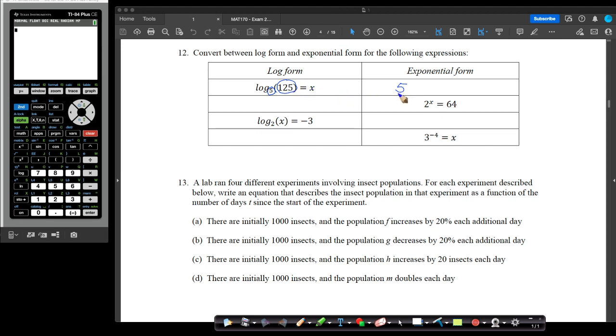An inverse function switches the input and the output. So the x is now going to be the input for the exponential form. The 125 will be the output. So that's what I call sort of the log dance. It's just a matter of reorganizing it, because that's what an inverse function does. It takes x and y and makes it y and x.